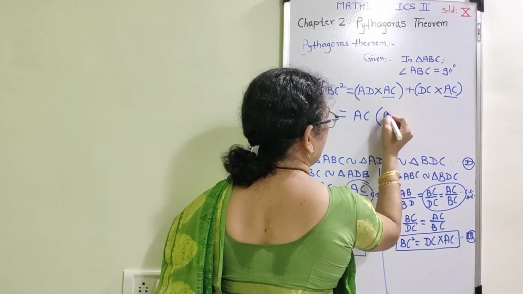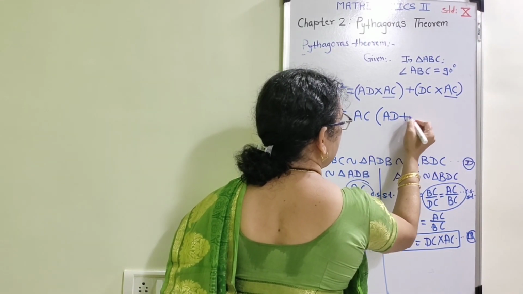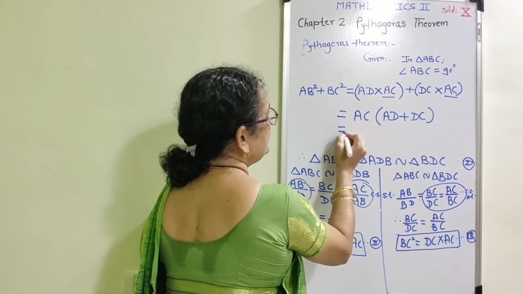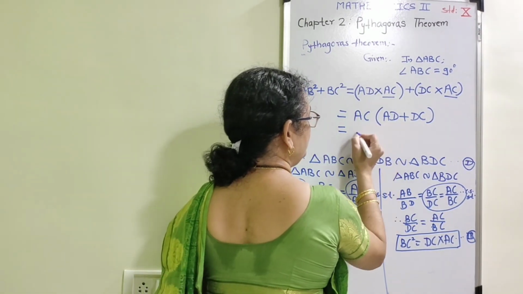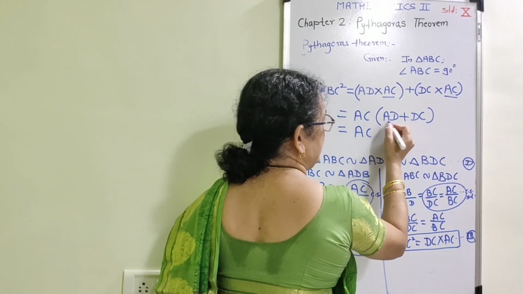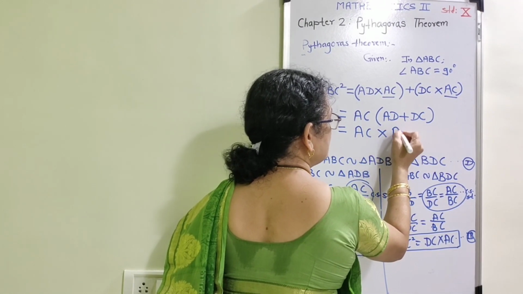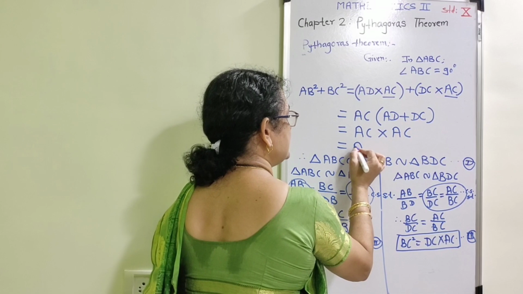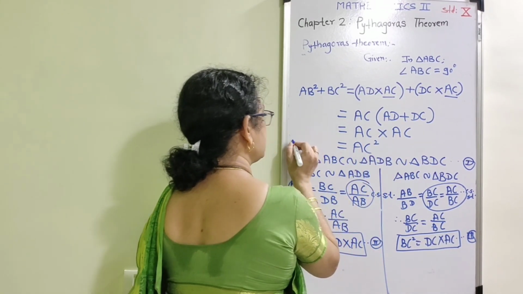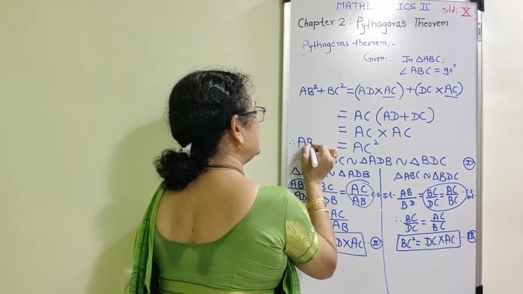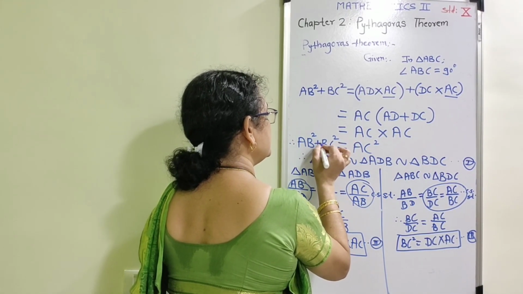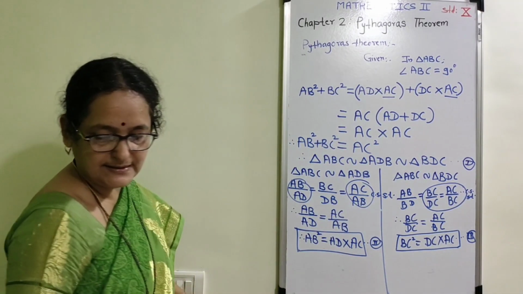Now into bracket, what is remaining? AD plus DC. Now I have removed the figure. In figure, AD plus DC is also equal to AC, and therefore AC into AC is equal to AC square, and therefore Pythagoras theorem is proved that AB square plus BC square is equal to AC square.